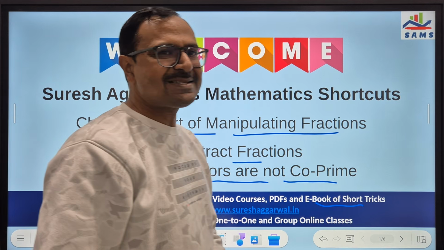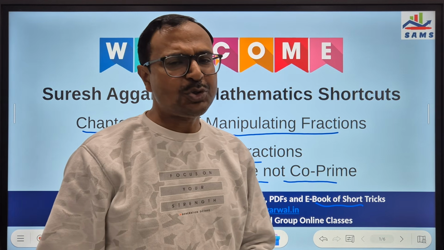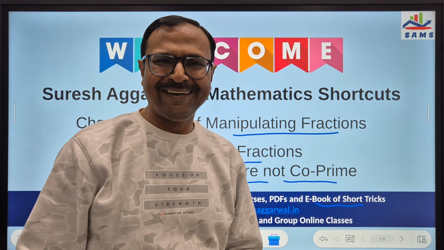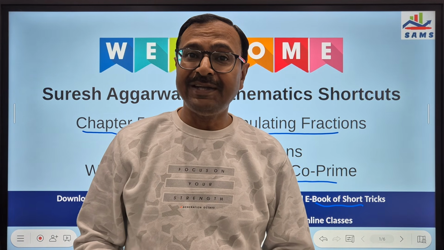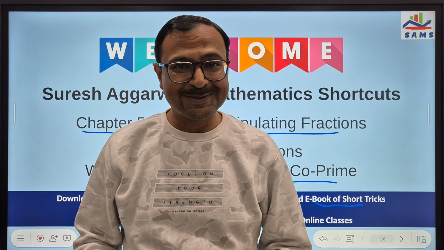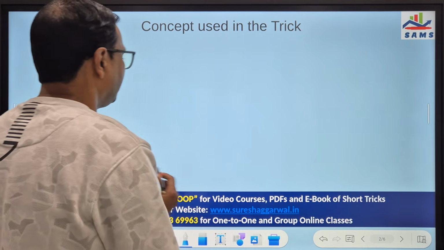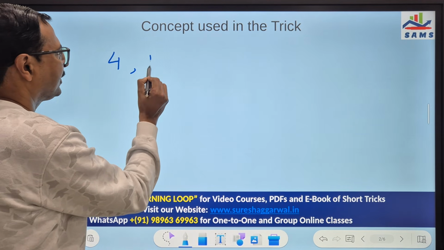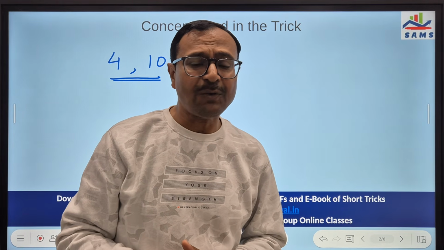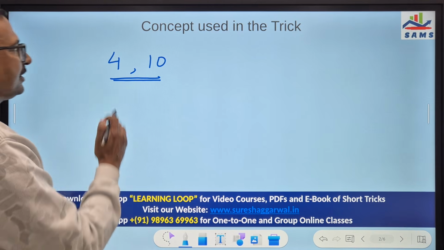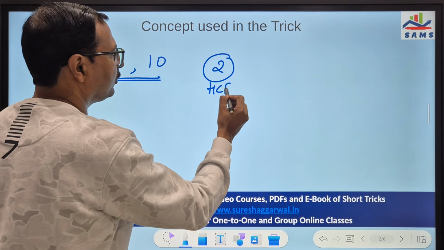So friends, let's add and subtract fractions now and enjoy this trick. First of all, we should know the concept. What is going on here is I am going to eliminate the common factor between the denominators. Just like if you have 4 and 10, I want to eliminate the common factor between them. What is the common factor? The common factor between 4 and 10 is 2. That is the highest common factor of 4 and 10.